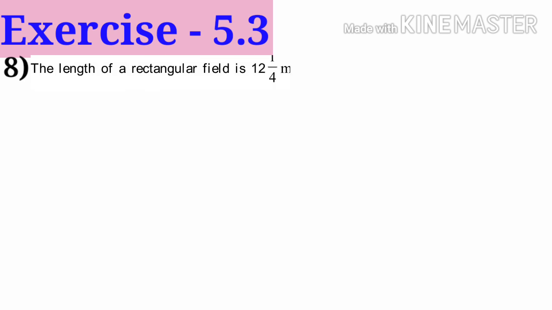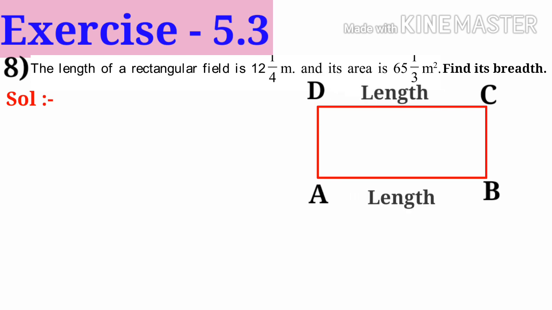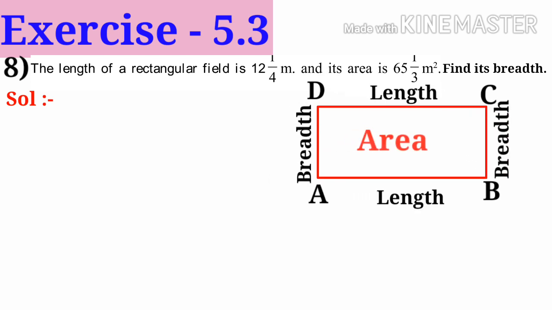Now last 8th problem. The length of a rectangular field is 12 1/4 meter and its area is 65 1/3 meter square. Find its breadth. Solution. Draw a rectangular field ABCD, its length is AB and CD and breadth is BC and AD, and its area is covered by the green color.